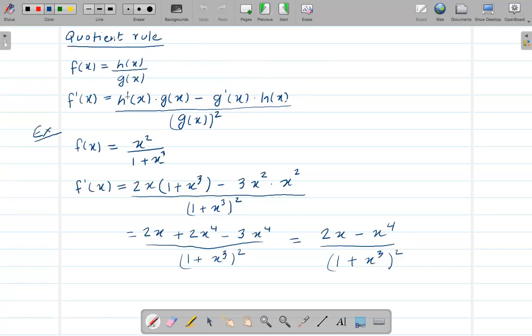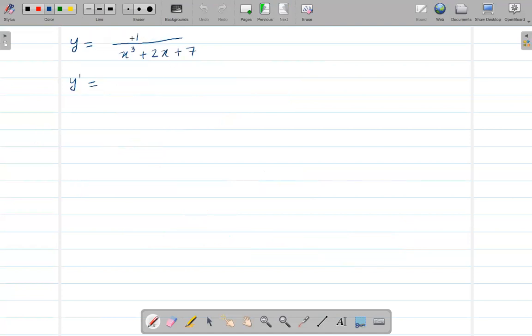Let's say in this case, y is equal to 1 over x to the power 3 plus 2x plus 7. Now when you take the derivative of this, like I said, using the quotient rule, we first have to take the derivative of the numerator. The derivative of just 1, a number, is 0, right? 0 times this whole thing.